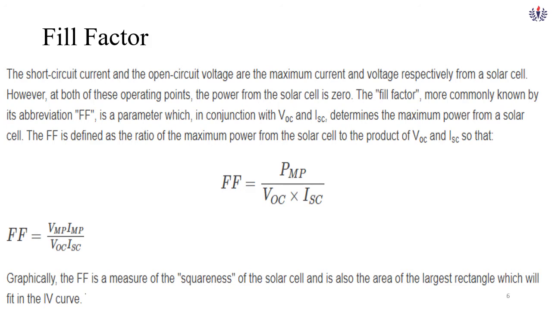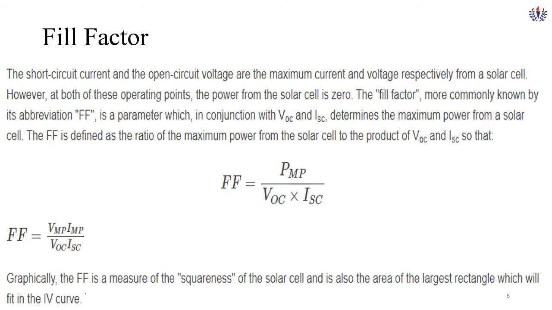Next, another important term: fill factor for a PV cell. We will discuss the fill factor. The fill factor can be expressed as the ratio of the maximum power to the product of open circuit voltage and short circuit current.